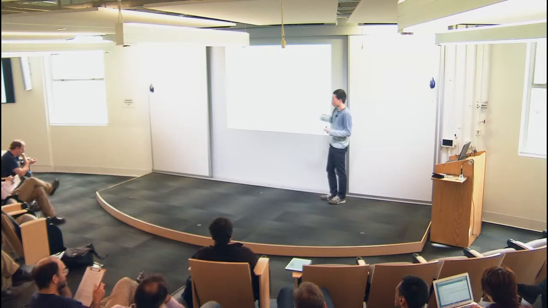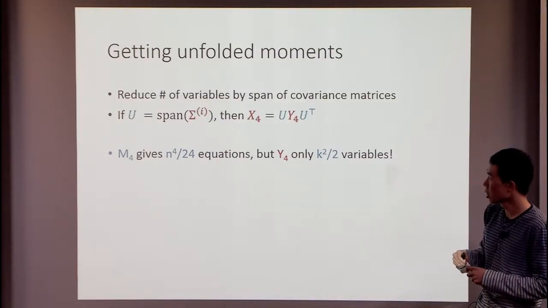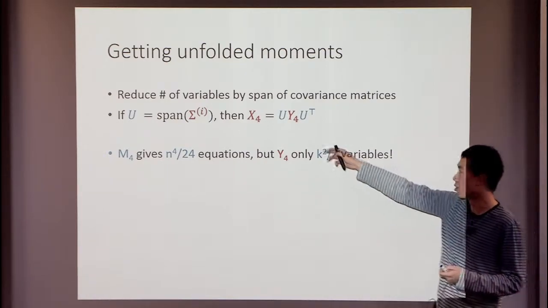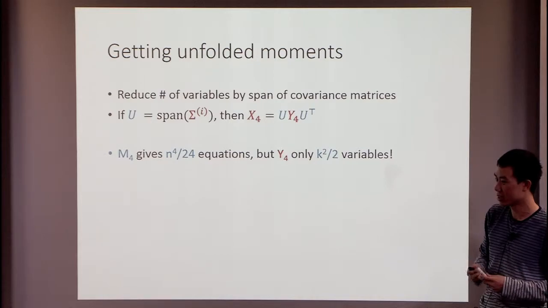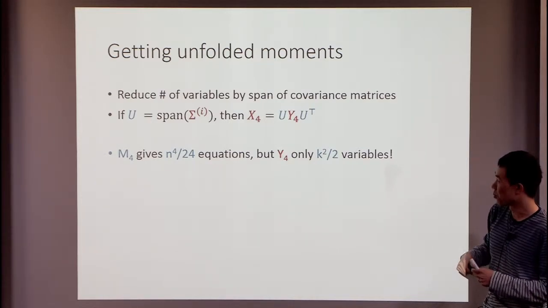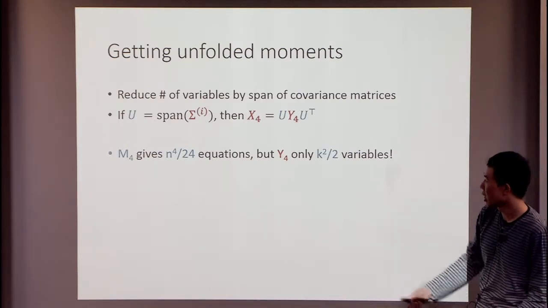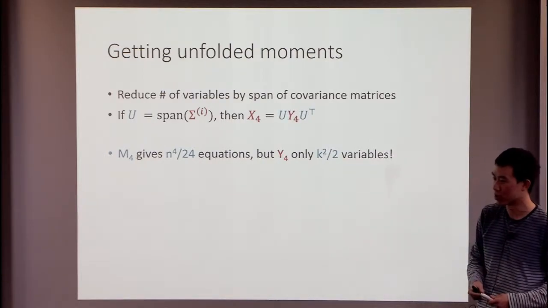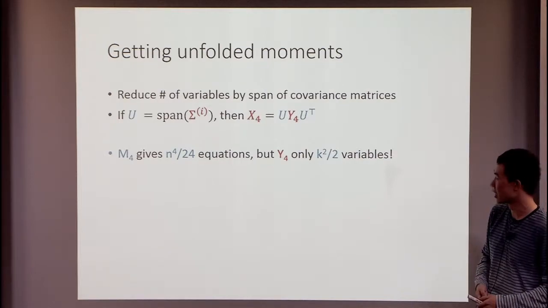So we know that M4 gives n to the 4 over 24 linear equations on these variables X4. All these can be translated into linear equations on Y4 because Y4 and X4 are linearly related. So we still have n to the 4 over 24 equations. But now Y4, how many variables does it have? It only has like k squared over 2 variables. So the number of equations is now much larger than the number of variables.